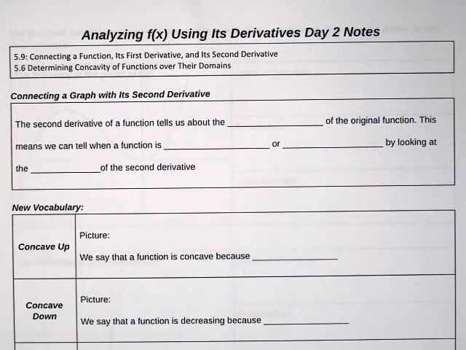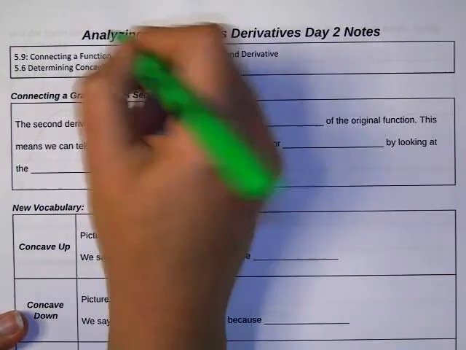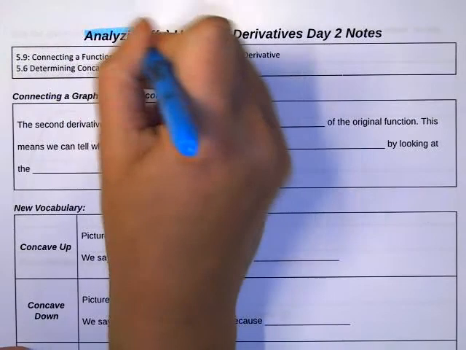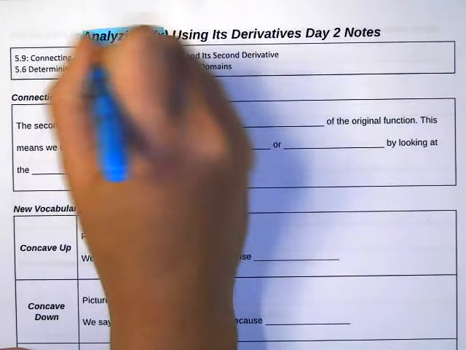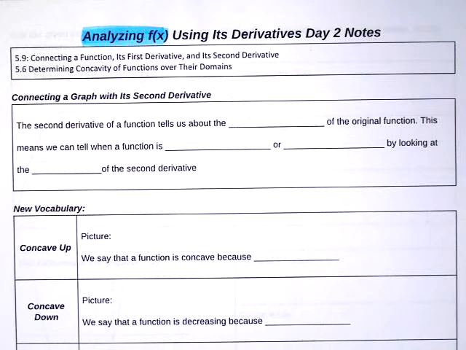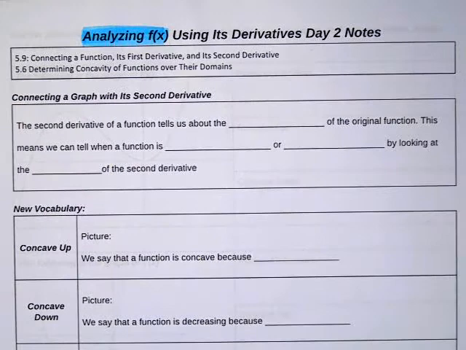Hi everybody, so today we're going to be doing our second set of notes for using derivatives to analyze a function. Remember, we're still trying to answer questions about the original function f of x, but we're answering those questions by looking at the derivative that we're given. So today we're going to talk about how we can use the second derivative to answer some of those questions.